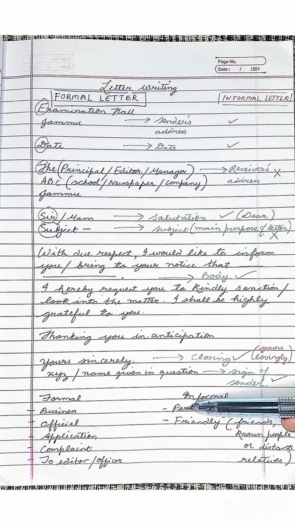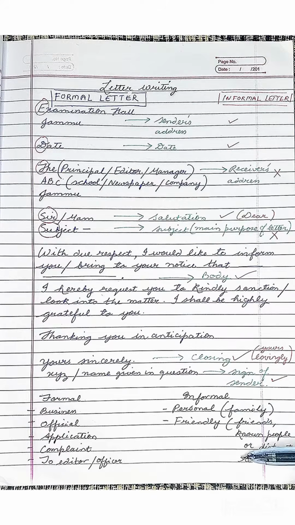Informal letters are your personal letters which you write to your family. It can be your siblings, your father, your mother, or your close relatives. Or your friendly letters which you write to friends or your known people or your distant relatives. इनके साथ you are not very formal. आप formality नहीं करते हैं. You are friendly with them. So those are your informal letters.